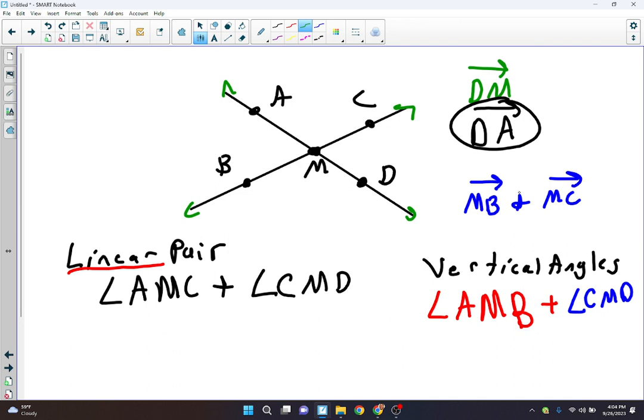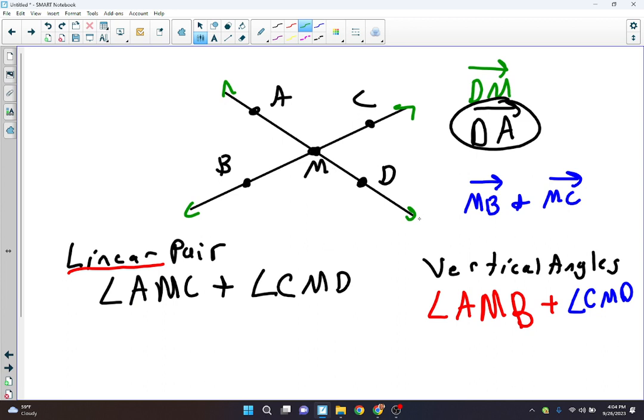Would a linear pair also be AMB and DMB? AMB and DMB would work. It's not always going to be the letter M, but whatever is in the middle. This is going to be in the middle. Okay.